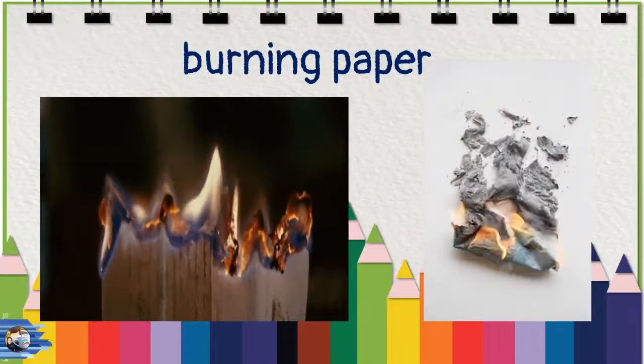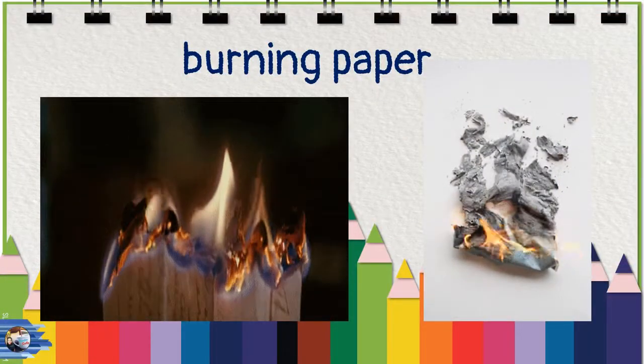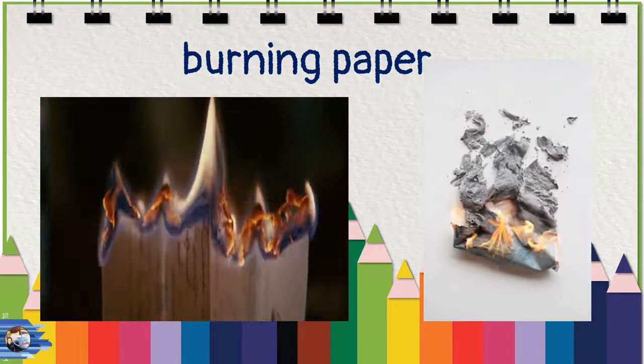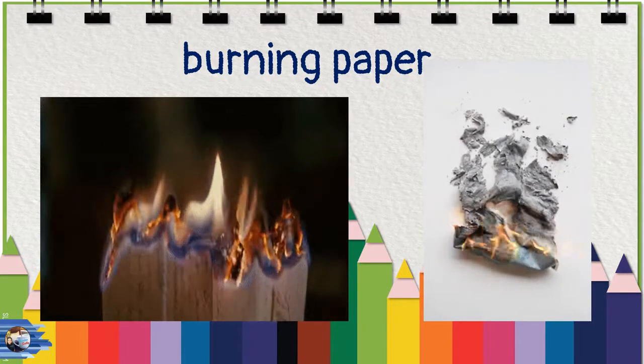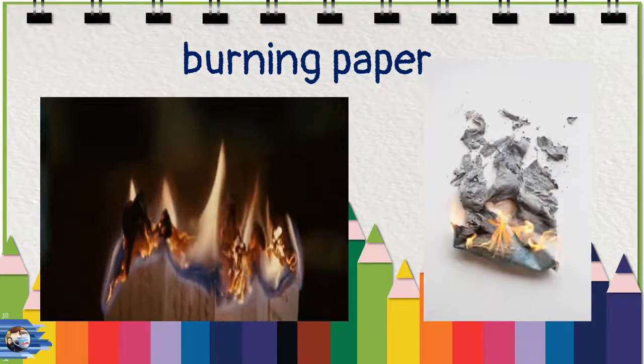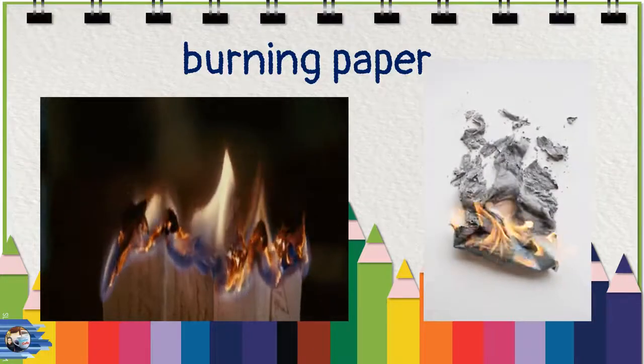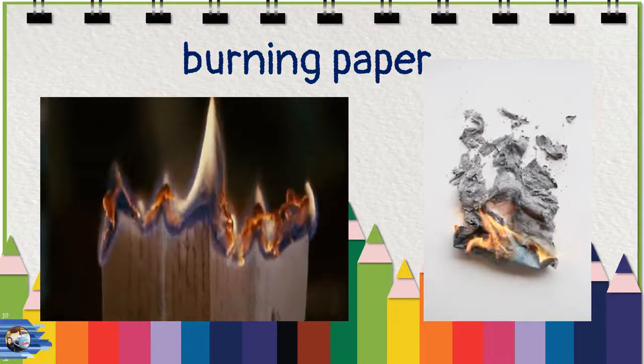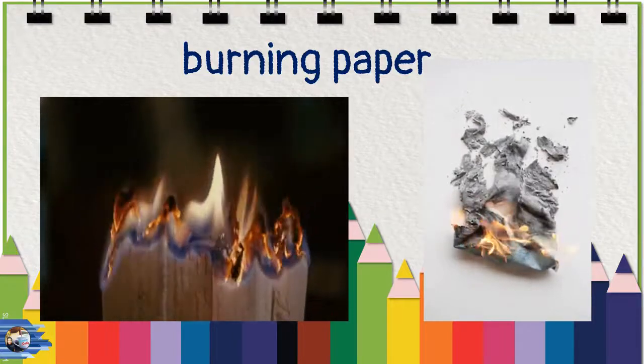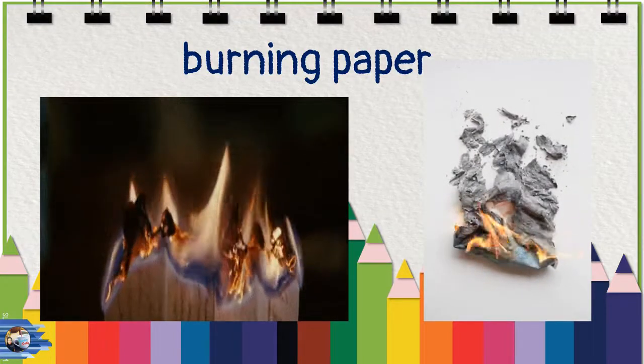A piece of paper becomes black when it is burned. Then it turns into ashes. Ashes cannot be changed into paper again. The materials of which ashes are made are not the same as the materials in the paper. A new material is formed when a piece of paper is burned.